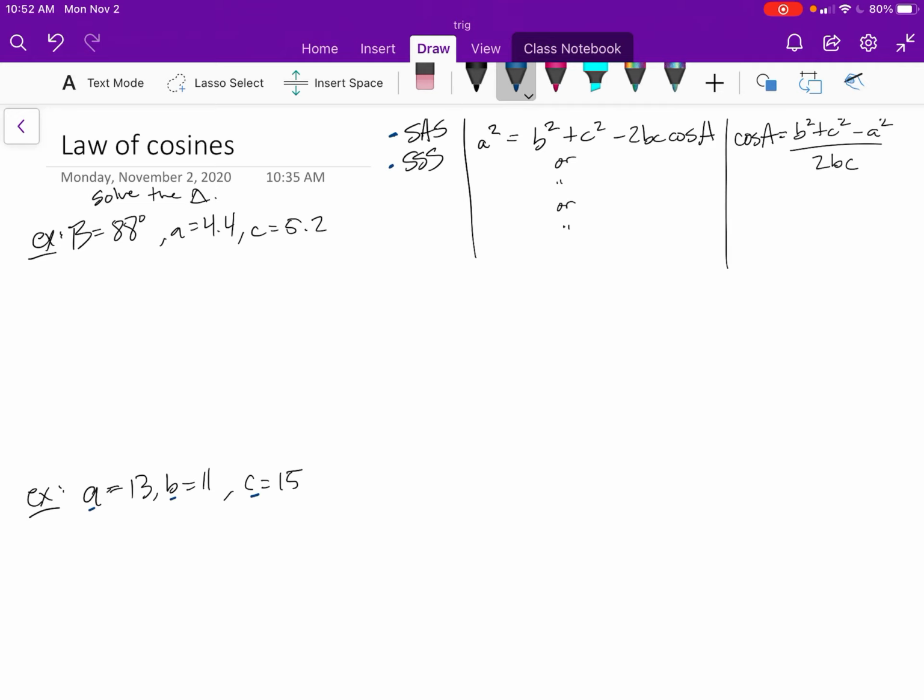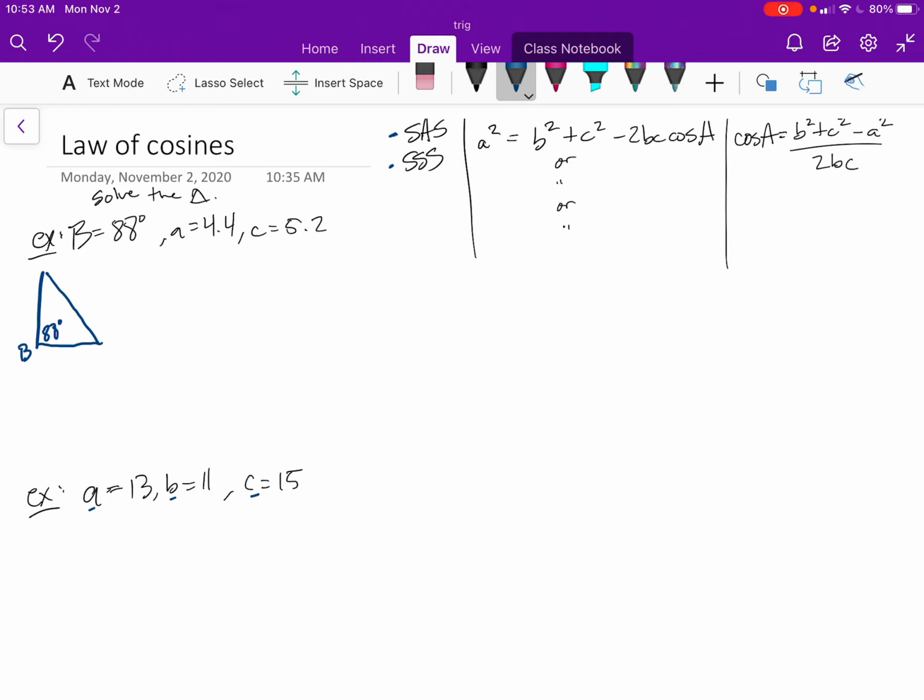I'm going to draw a random triangle. Angle B is 88, so almost a 90, but not quite. So we'll draw that really close to a 90. This angle B, 88 degrees. A is 4.4, C is 5.2. I'll just leave the triangle as is.